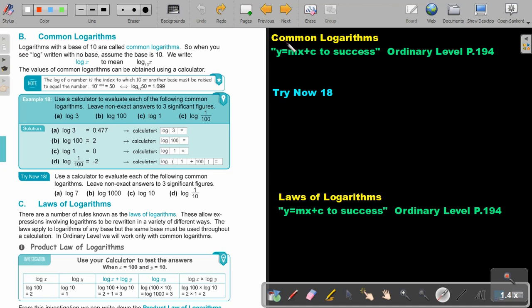In this video, we are going to focus on common logarithms. You will find this on page 194 in the Namibia Ordinary Level Mathematics textbook.